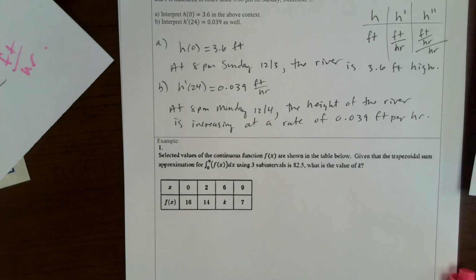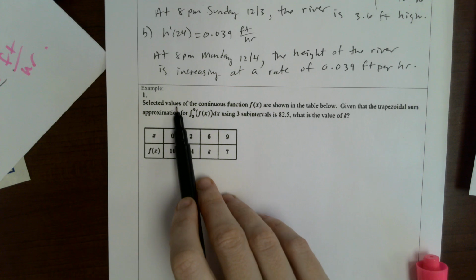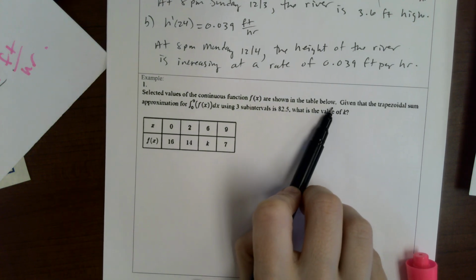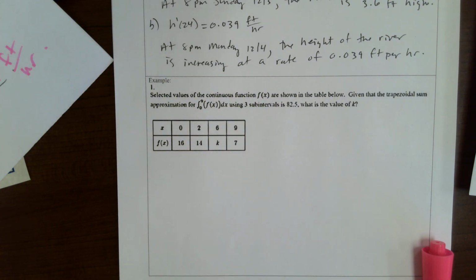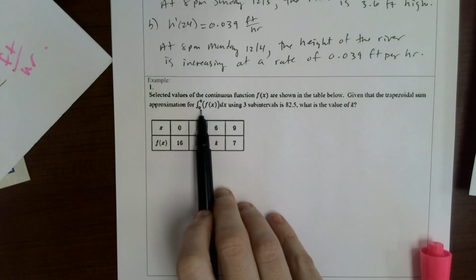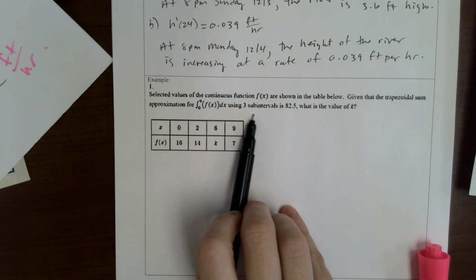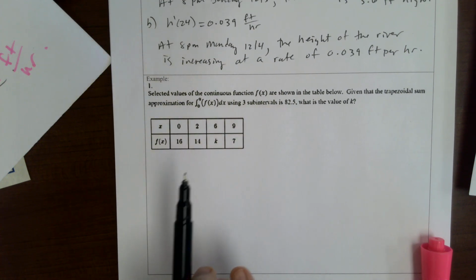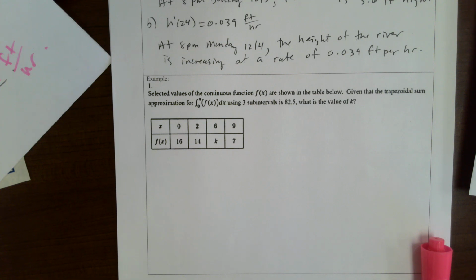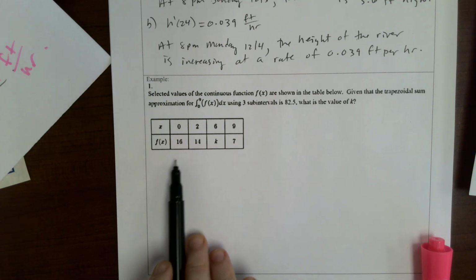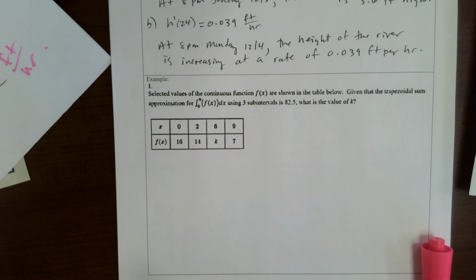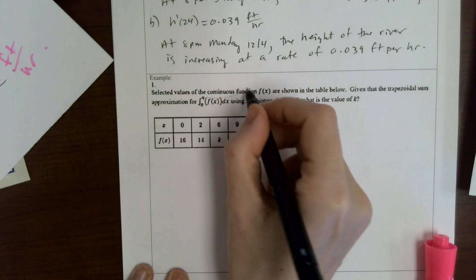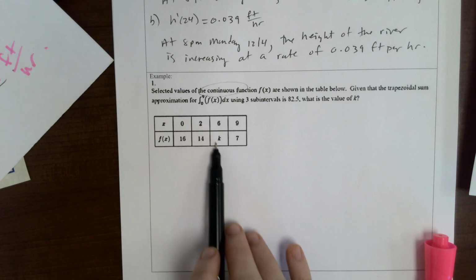Okay, beautiful. All right, now for this example. Selected values of the continuous function f of x are shown in the table below. Given that the trapezoidal sum approximation for the integral from 0 to 9 of f of x using 3 subintervals is 82.5, what is the value of k? All right, so guys, we have to do a trapezoidal sum. So we've got this graph, and the area underneath it, we are going to approximate by drawing trapezoids using the values that we know. And this is a continuous function, so there's values like, between.